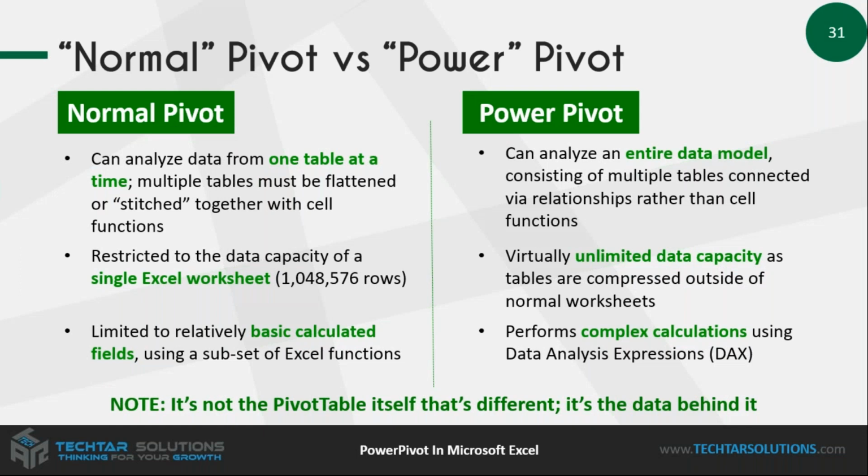Normal pivot can analyze one table at a time, whereas Power Pivot can analyze the entire data model containing n number of tables. We have seen that. Normal pivot has the capacity of a single Excel worksheet that ends at 1048576 rows. That is the maximum capacity of a worksheet in Microsoft Excel.